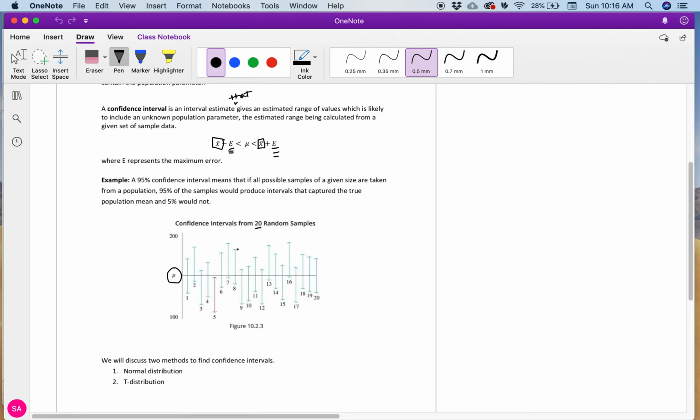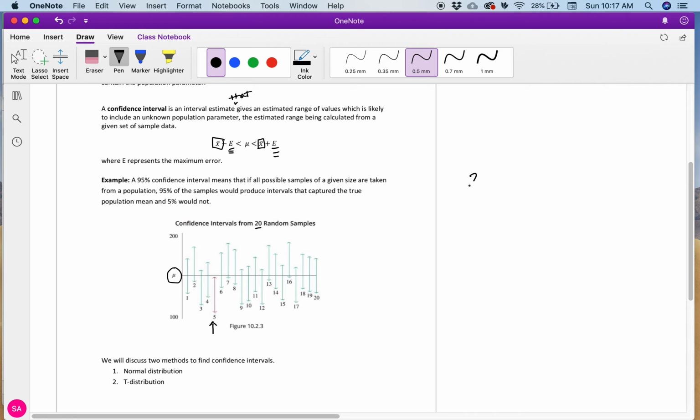Some of the intervals are a little off, like if we look here at 7, this one's bigger than the rest, I guess you could say, because here's 200, here's 100. It's the same size interval, but the values are kind of shifted up a little bit more than the others. But it still contains the population mean down here, and like 15, it's shifted down a little bit, but it still contains that population mean. Sample 5 right here, however, does not.